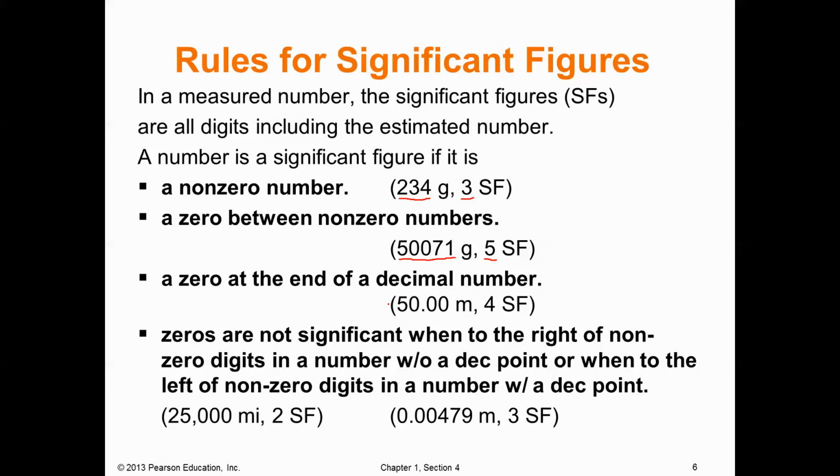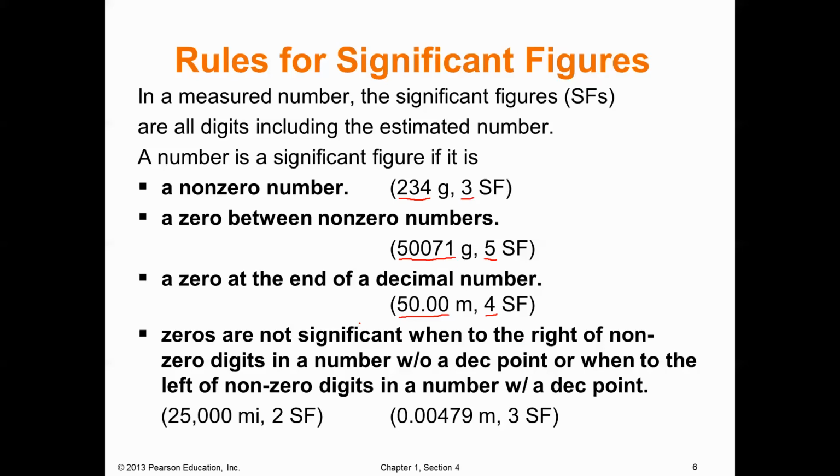And the other time zeros are significant is when they're at the end of a decimal number. In other words, to the right of non-zero digits and numbers with a decimal point. So this particular number actually has 4 significant figures in it, and I've underlined them here. So we have a non-zero digit, and those are always significant, the 5 right here. But then we have 3 zeros to the right of that 5 and a number with a decimal point in it. Therefore, this number has 4 significant figures.